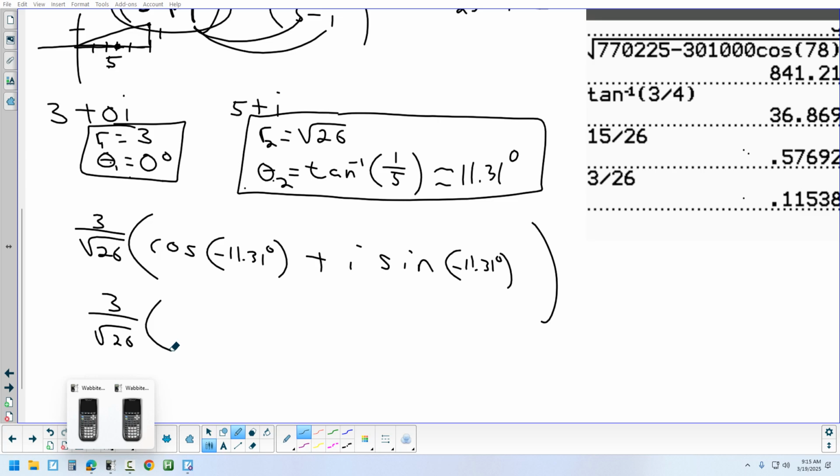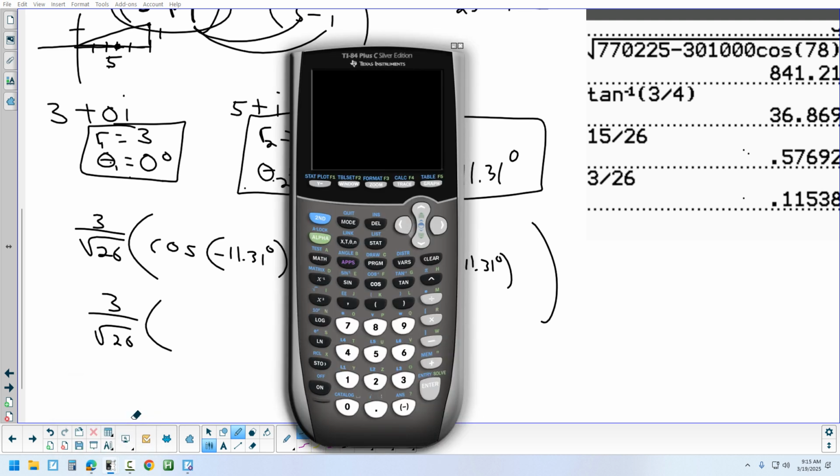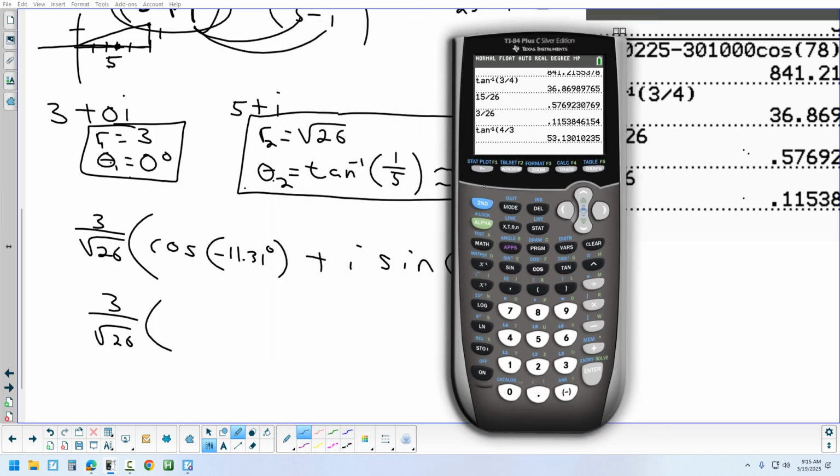Can't add 180 to sine or cosine because that's not the period length. With tangent, you could add 180. For sine and cosine, we have to add 360. So that is one way, if they do say to leave your answer in trig form, but not as a negative number, you could write your angle as 348.69.